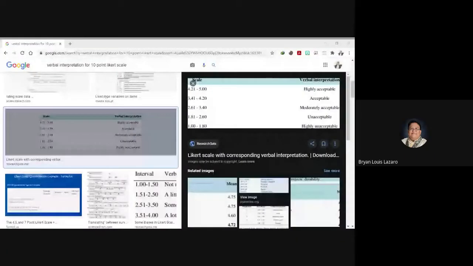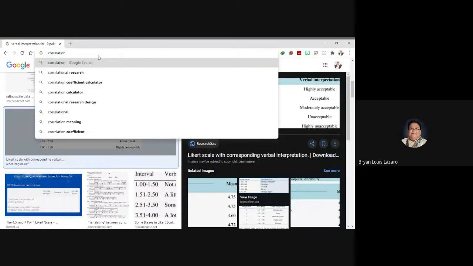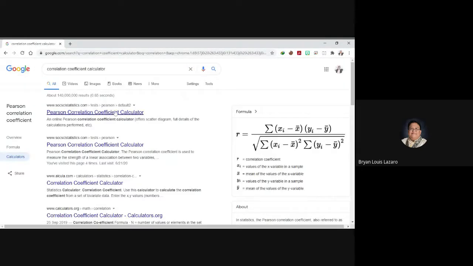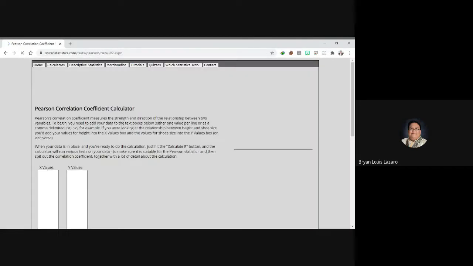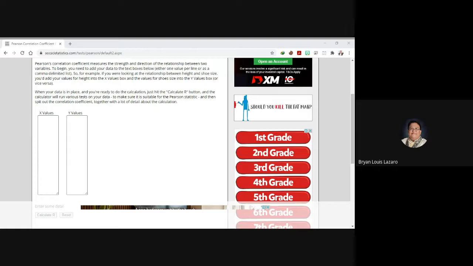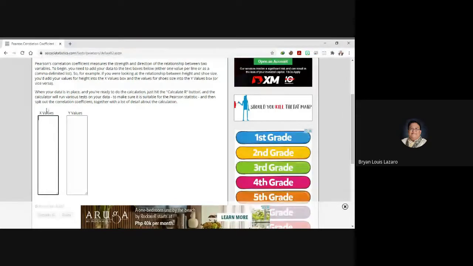So, magtatanong ulit tayo kay Google. Okay? Siyempre, search nyo, correlation coefficient calculator. Click Pearson correlation. Ilalagay nyo dito yung variable, yung ito yung variable nyo kanina, di ba? Yung sa grades. Halimbawa, ang gusto nyo i-correlate ay yung grade mo sa English saka yung grade mo sa math. Gusto mo malaman kung may relasyon yung grade mo sa math sa grade mo sa English.